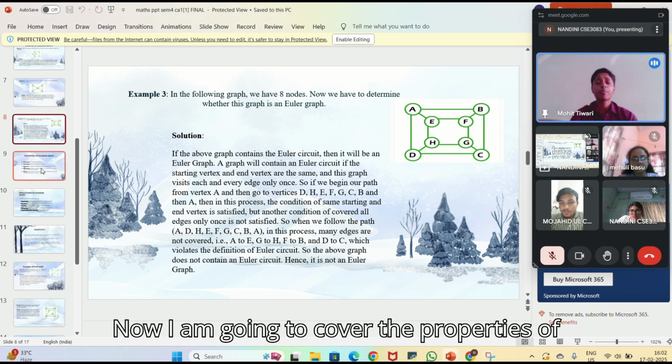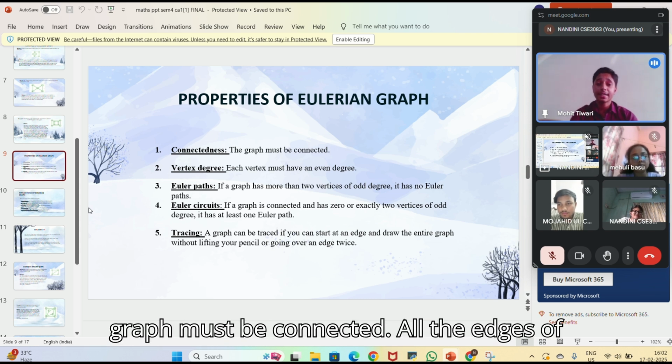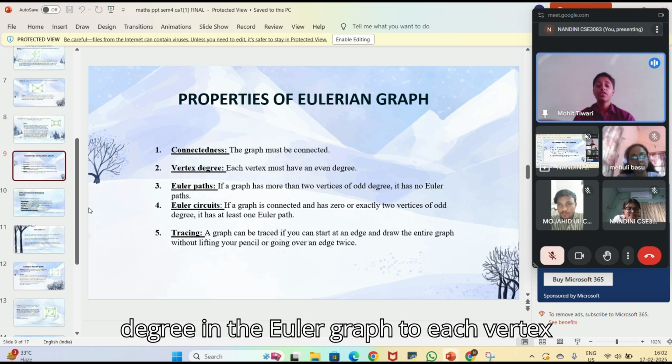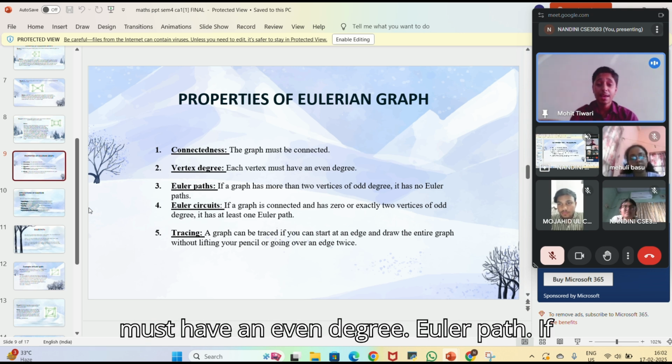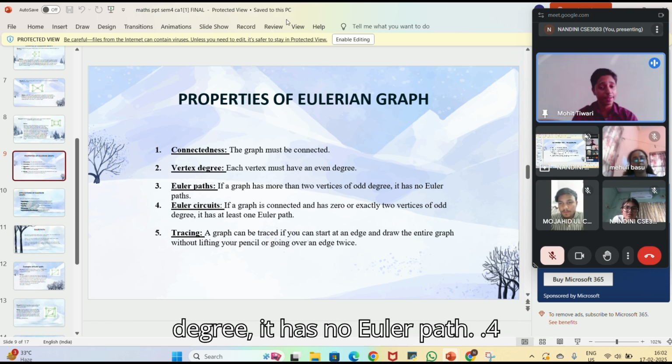Now I am going to cover the properties of Euler graph. Point 1. Connectedness. The graph must be connected. All the edges of the graph must be connected. Vertex degree. In the Euler graph, each vertex must have an even degree. Euler path. If a graph has more than two vertices of odd degree, it has no Euler path.